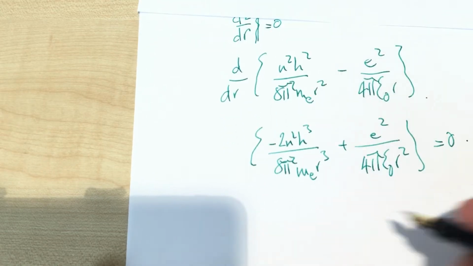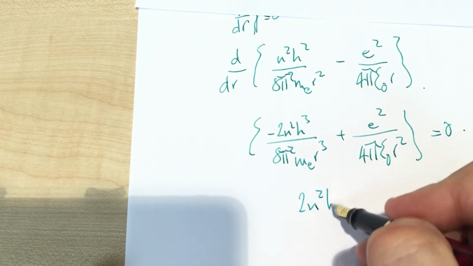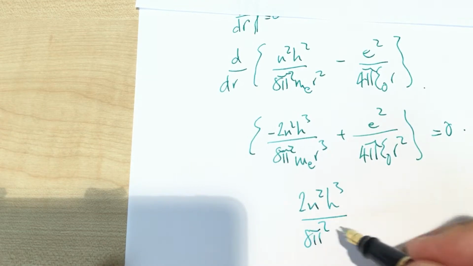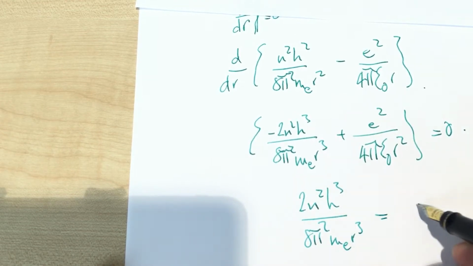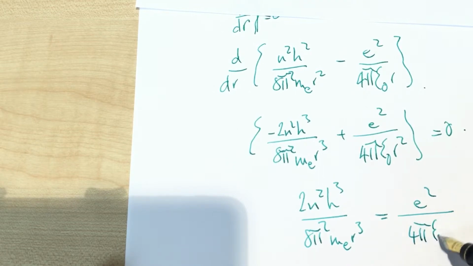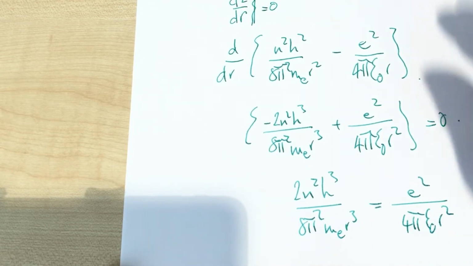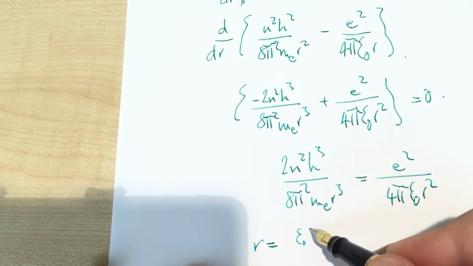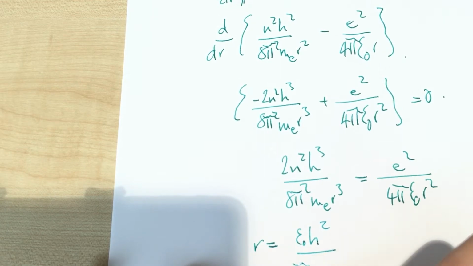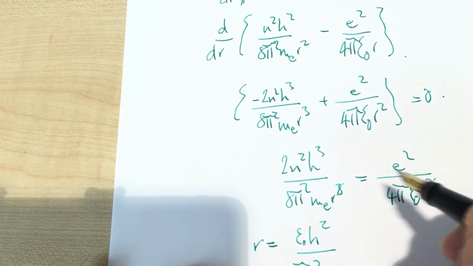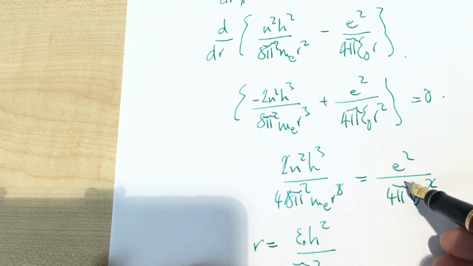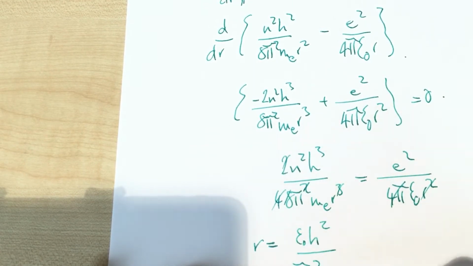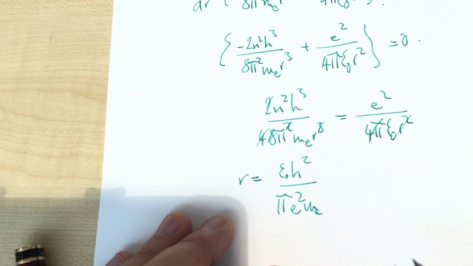And when it equals 0, they must be equal to each other. 8 pi squared m_e r cubed equals e squared over 4 epsilon naught r squared. Therefore, r is going to be epsilon naught h squared over pi e squared m_e. That gets rid of that, of course, that goes to 4, get rid of the 4, etc. That boils down to that.